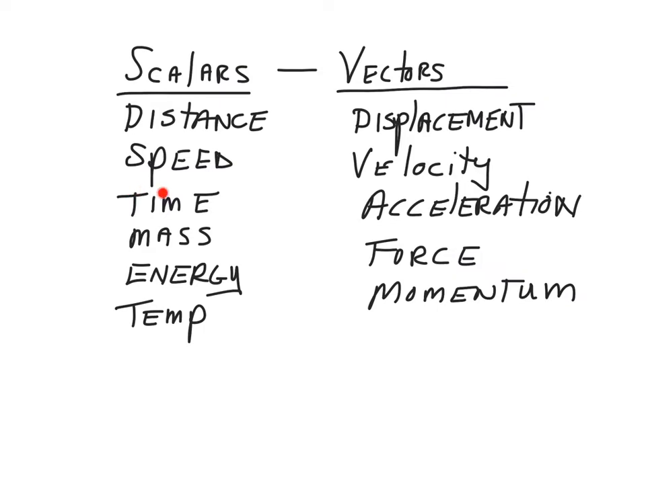Some other scalars like time doesn't have direction, mass doesn't have direction, energy doesn't have direction, and temperature doesn't have direction. So these are other examples of scalars, but for this week we'll just be talking about these 3: distance, speed, and time.